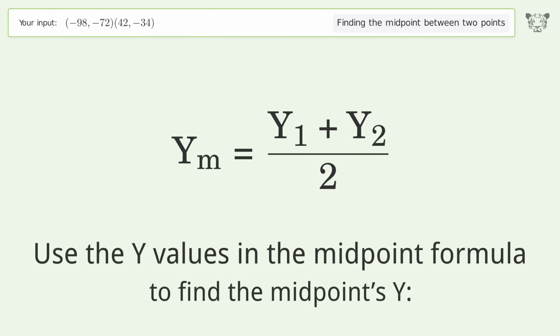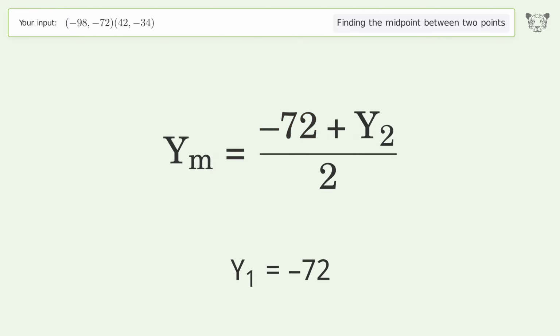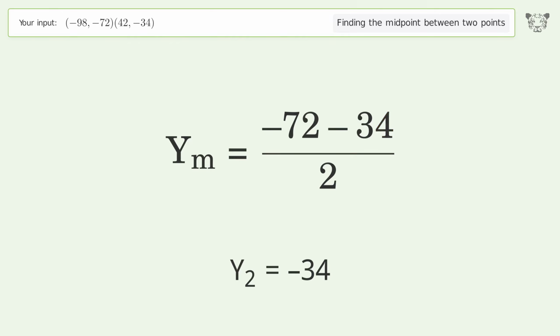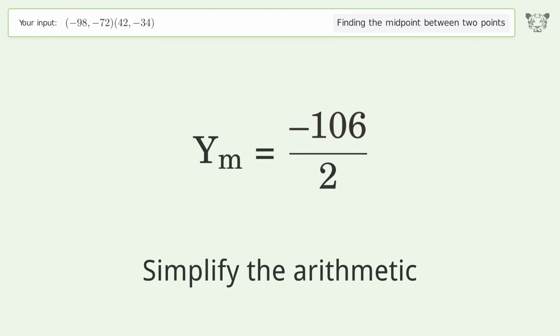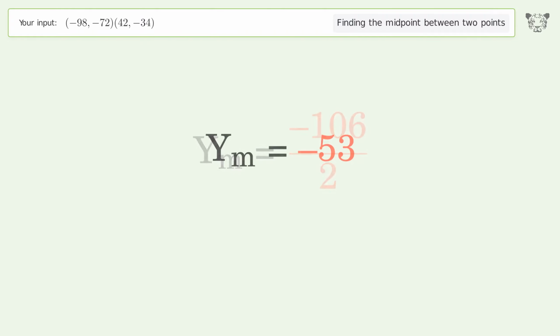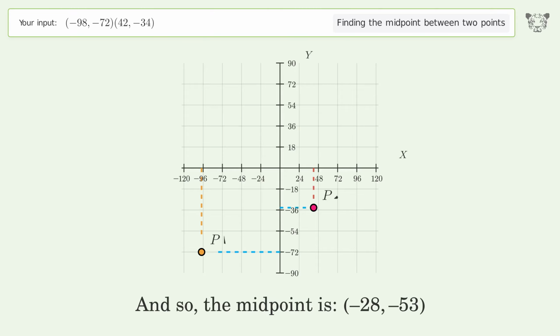Use the y values in the midpoint formula to find the midpoint's y. y1 equals -72. y2 equals -34. Simplify the arithmetic. And so, the midpoint is -28, -53.